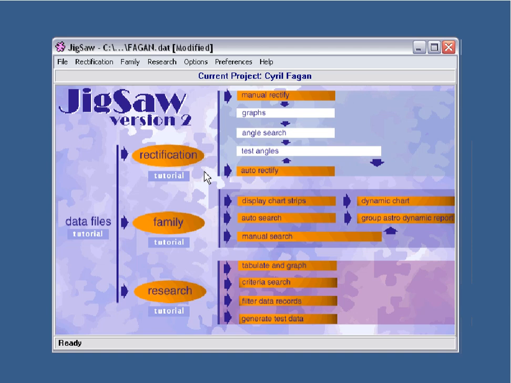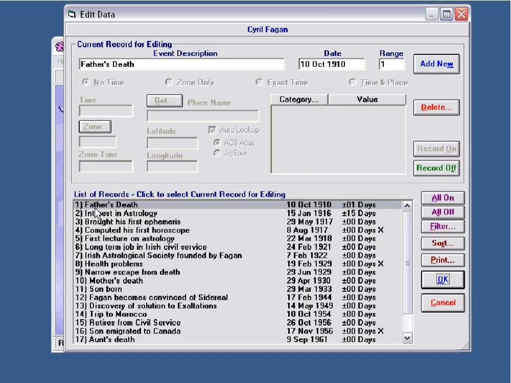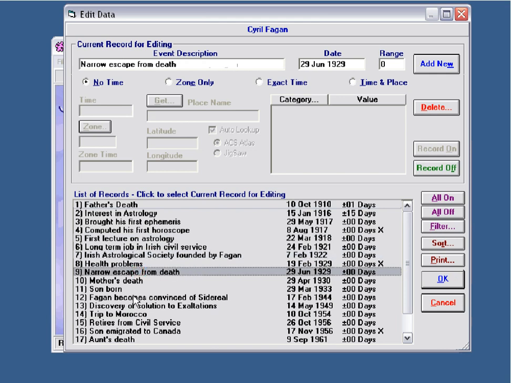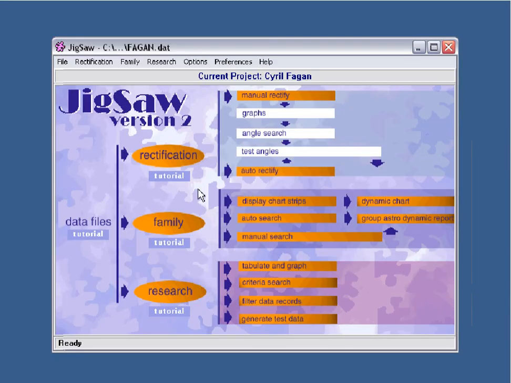So what I recommend that you do for rectification is put your own life in and play with it. You know your time of birth, hopefully. Put your own life in and just see what it comes up with. See what decisions you have to make to get Jigsaw to give you that birth time, because that's going to teach you about the angular dates in your life, etc. So that's a really good exercise.